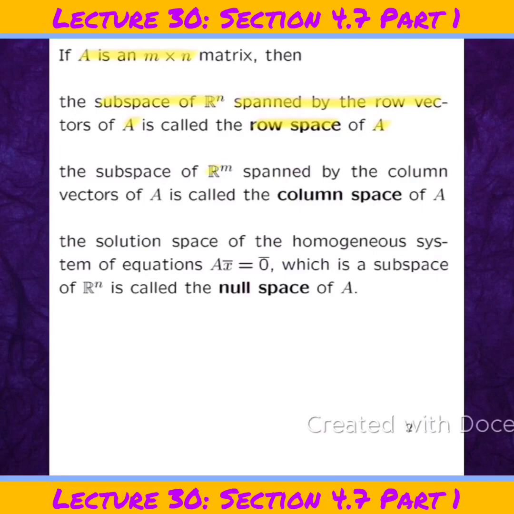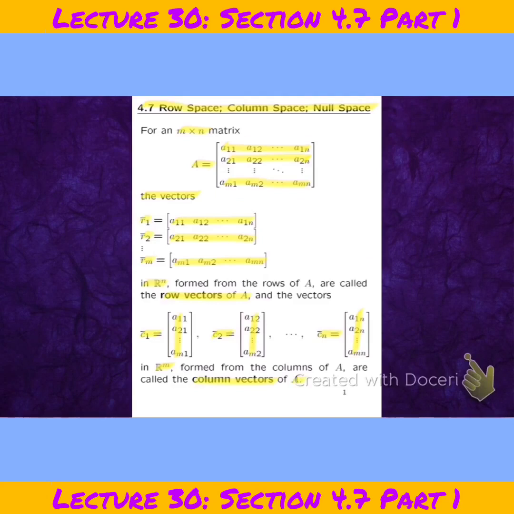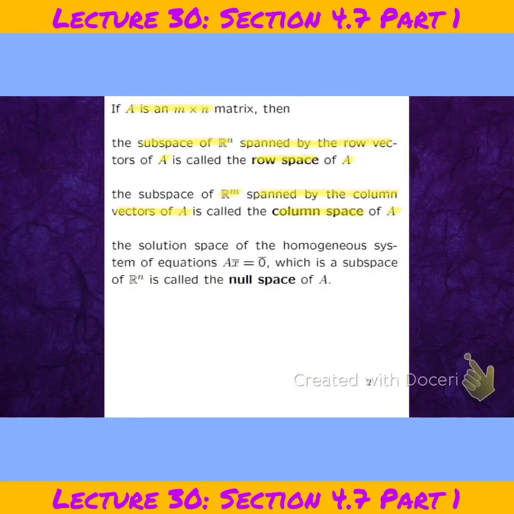And in the subspace Rm, the space spanned by the column vectors of A is called the column space of A. So going back again, if you look at these column vectors, C1, C2 up until Cn, and you look at all possible linear combinations of these column vectors, then that set is the space spanned by those column vectors, and we call that the column space of A.